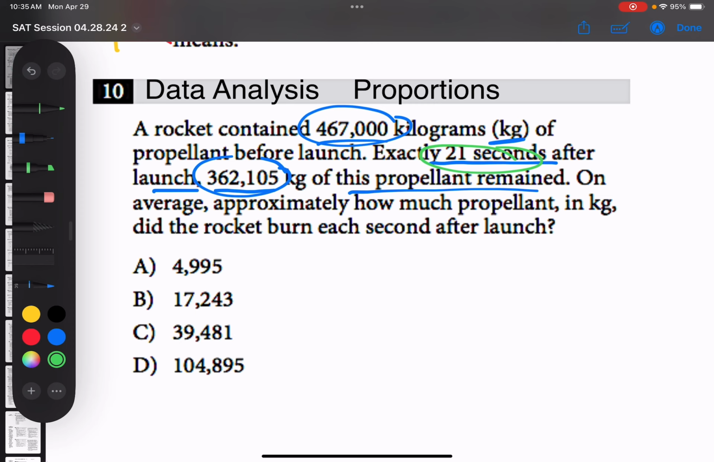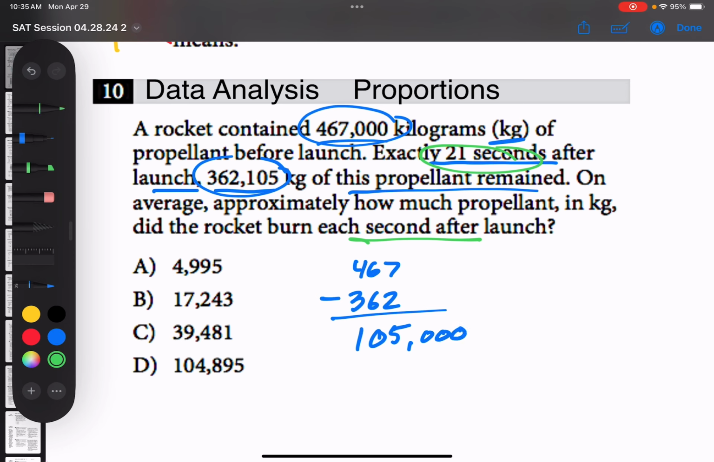Now, on average, approximately how much propellant in kilograms does the rocket burn each second after the launch? All right, now you feel the questions starting to get a little bumpy. We got a couple of steps we have to perform. We're going to take our 467, and we're going to subtract 362. I'm going to show you something else after. Let me just do it. I'm ignoring the zeros. So 7 minus 2 is 5. 6 minus 6 is 0. 1 minus 3 is 105. We'll just put the zeros in now.